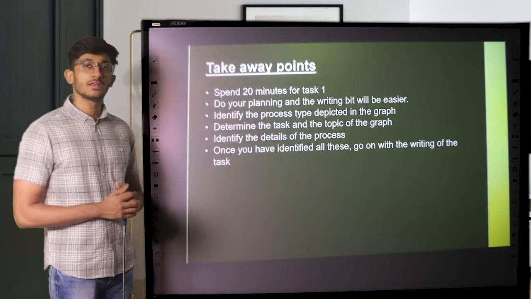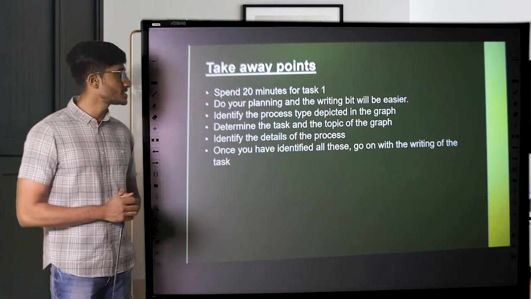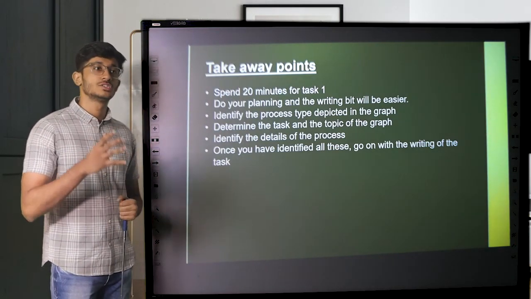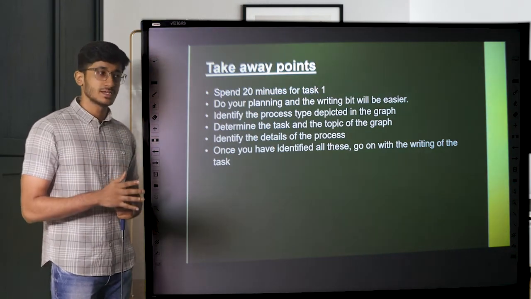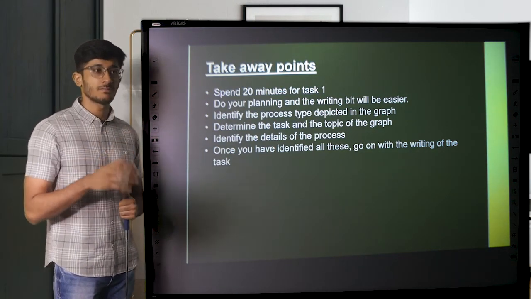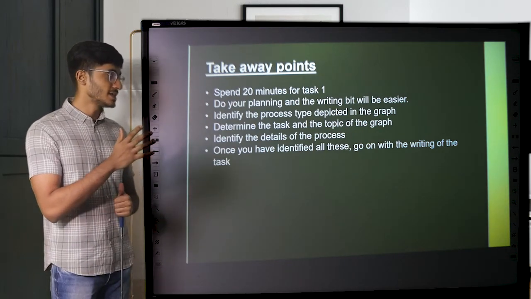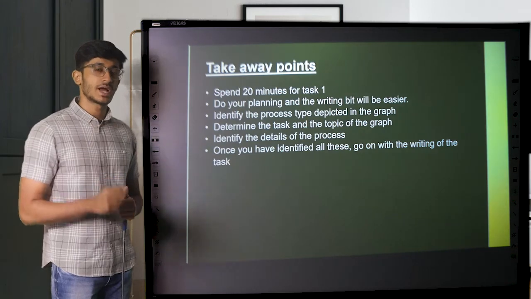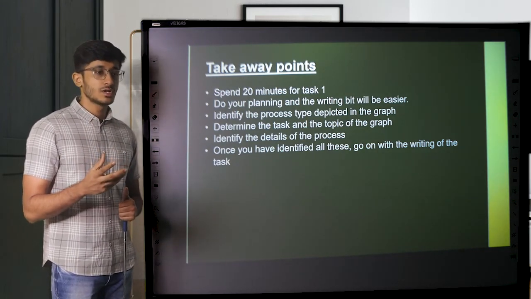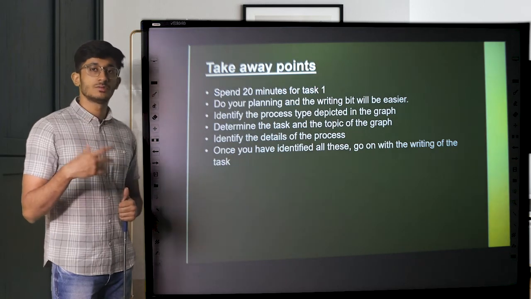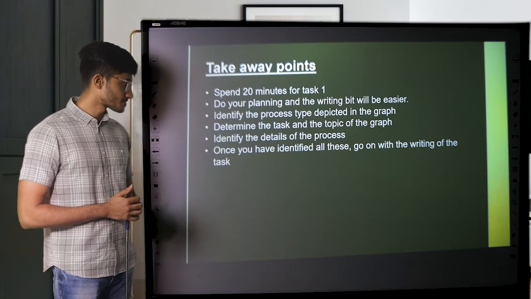So we're almost at the end of our class, and a couple of takeaway points are: again, you should spend 20 minutes for task 1, and you should do your planning. It's very important, and once you have done the planning, the writing part will be very easy. You have to identify the process diagram type. What exactly is it showing? Is it showing you the steps of a particular process, or is it showing you changes to a particular place?